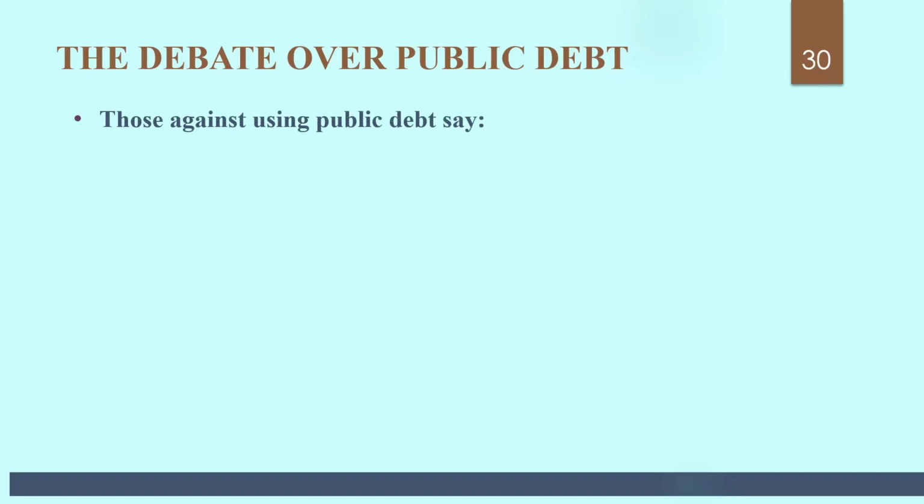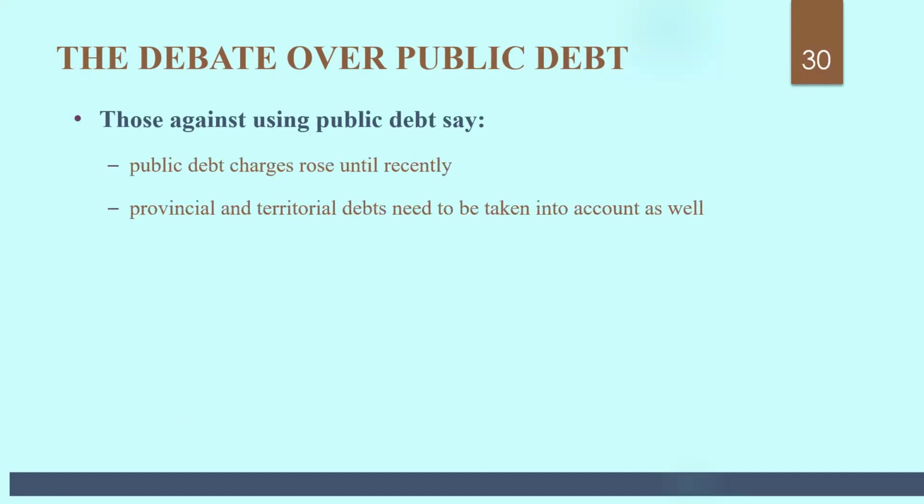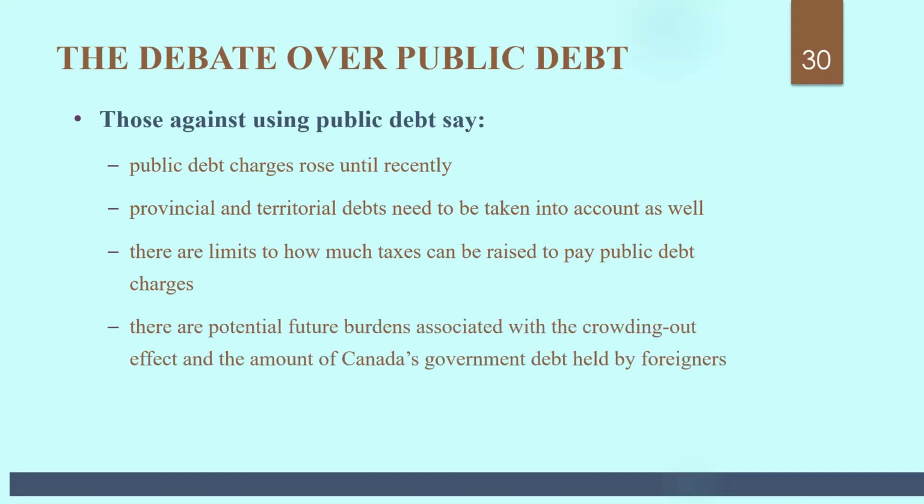Those against using public debt say public debt charges rose until recently. Provincial and territorial debts need to be taken into account as well. There are limits to how much taxes can be raised to pay public debt charges. There are potential future burdens associated with crowding out, and the amount of Canada's government debt held by foreigners. Printing money to pay off debt could cause inflation.